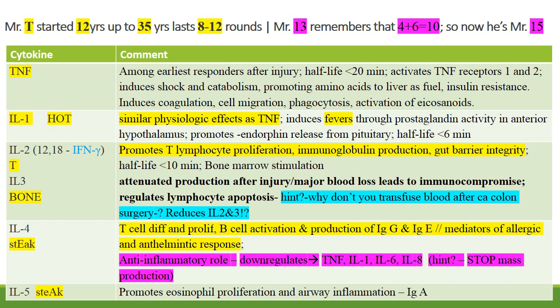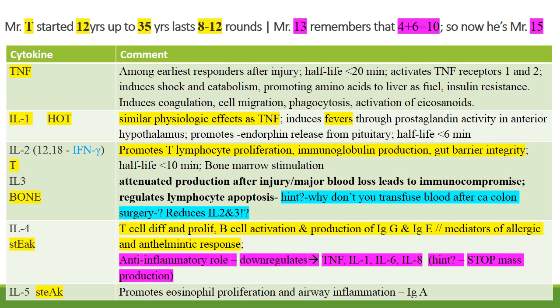There's another mnemonic to remember the functions of IL-1, 2, 3, 4 and 5. That's hot T-bone steak. IL-1, it induces fevers. It has similar physiological effects as TNF. But because it induces fever, it's also to be remembered as hot. IL-2, it promotes T cell proliferation, and therefore the T. Whereas IL-3, it promotes the bone marrow, therefore bone.